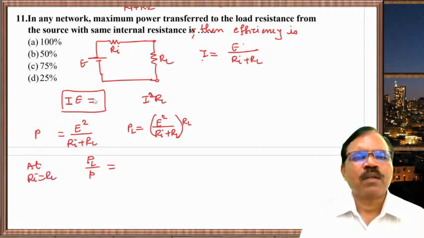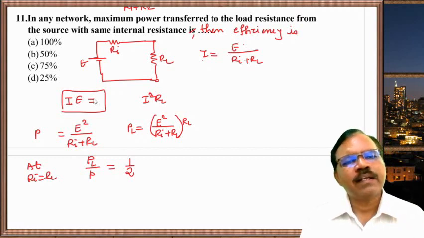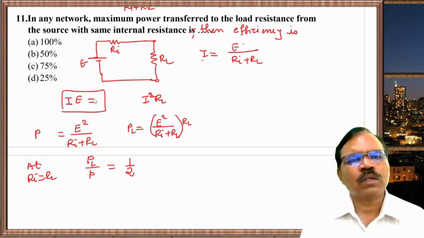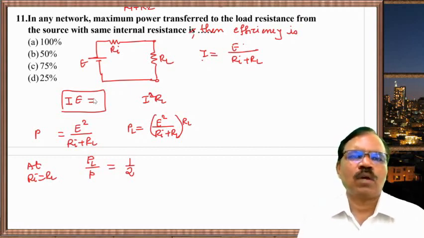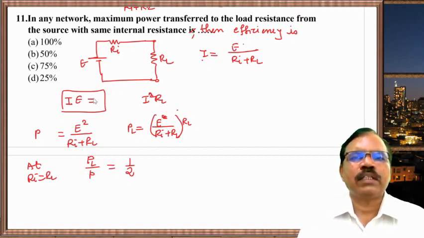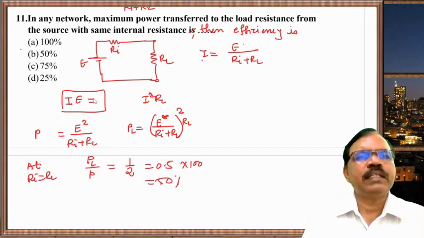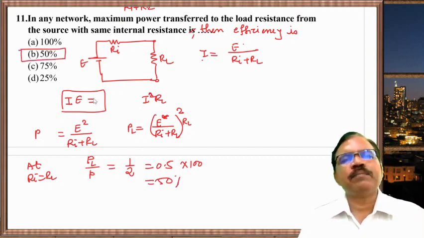Now take this PL upon P, and at maximum power, at Ri is equal to RL, simply use this one. So you will get this as 1/2. Simply take ratio of these two and take Ri is equal to RL. I square, sorry, here square. So you will get 1/2, that is 0.5, and percentage into 100%, so you will get 50%. So maximum efficiency is 50%.